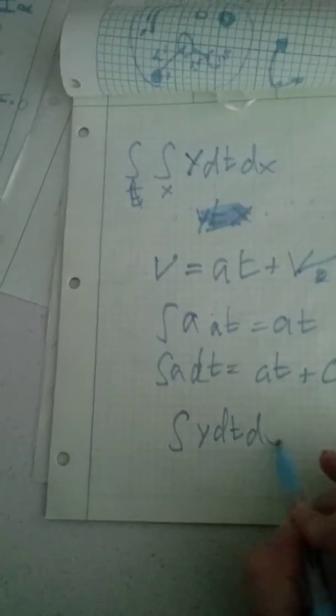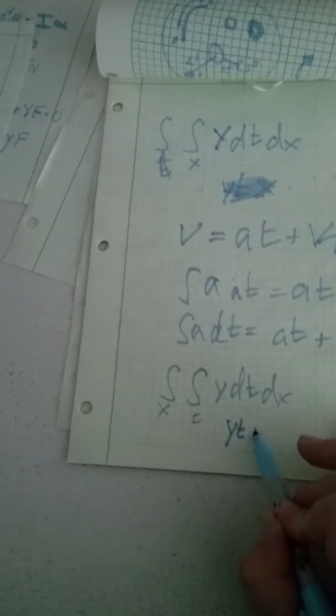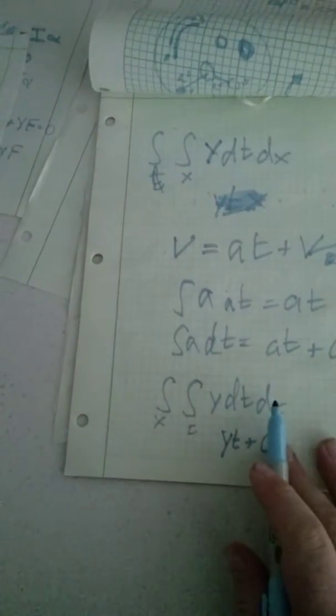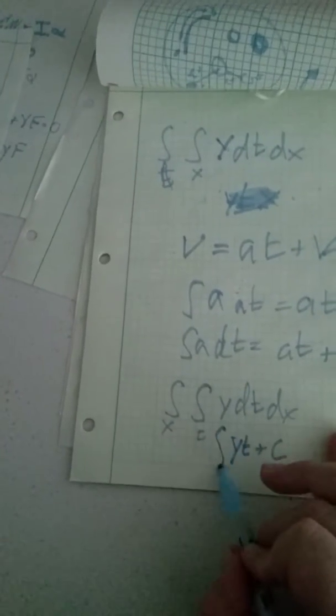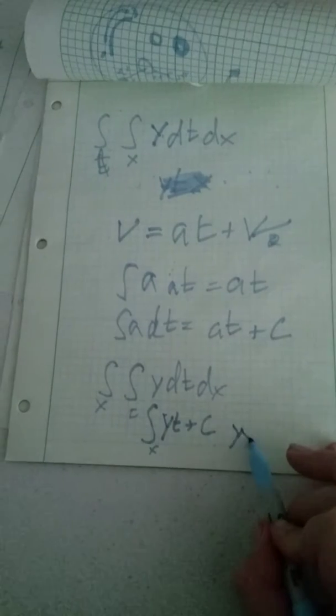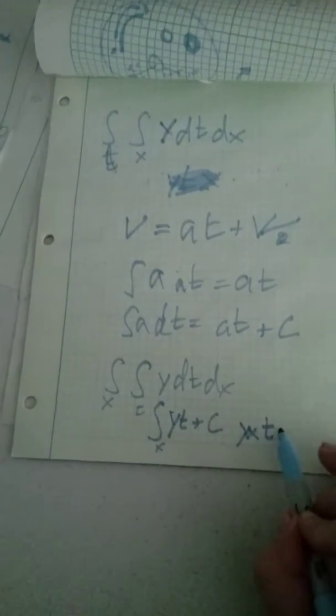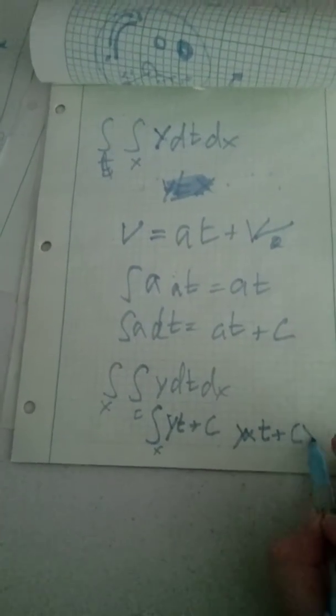Right? So if I have the integral of something simple, we're going to say y dt dx, and then we're going t and we're going x. So what we do is we first start with t. So we have y times t plus c. And now we still have to integrate x. So we have yxt plus cx.